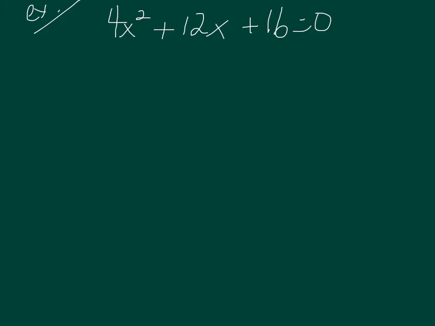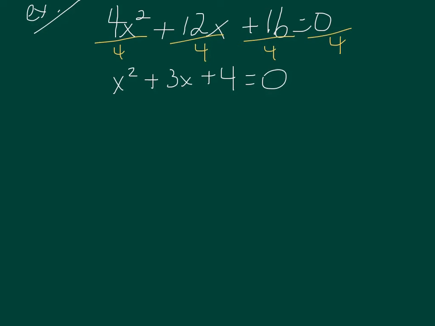So here's one where we have an a greater than 1, 4x squared plus 12x plus 16 equals 0. I'm going to divide by that a, so I can get rid of that, and because we also have to divide this side too, we end up with x squared plus 3x plus 4 equals 0. And that means sometimes you may end up with fractions. So just be prepared for that.